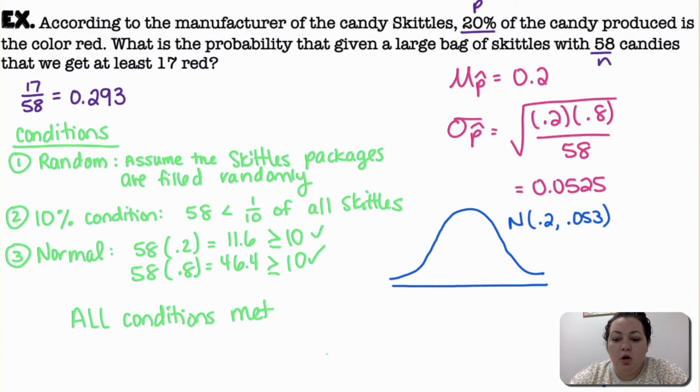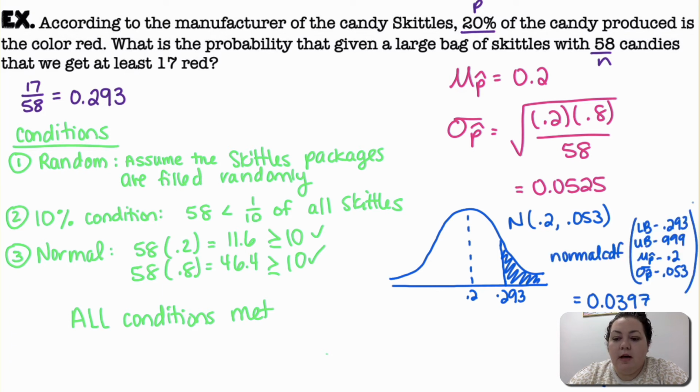So I'm going to draw my normal curve. I'm going to put my center here at 0.2. And I want to find the probability of getting a proportion greater than 0.293. So I'm going to go to 0.293. I'm finding the probability that's more than, or at least, so greater than or equal to that amount. So I'm going to do a normal CDF. My lower bound is going to be 0.293. My upper bound is going to be 9999. My mean is going to be 0.2. My standard deviation is going to be 0.053. And I get 0.0397, or almost 4%. So there's about a 4% chance of getting about 30% red when it should be 20% red.